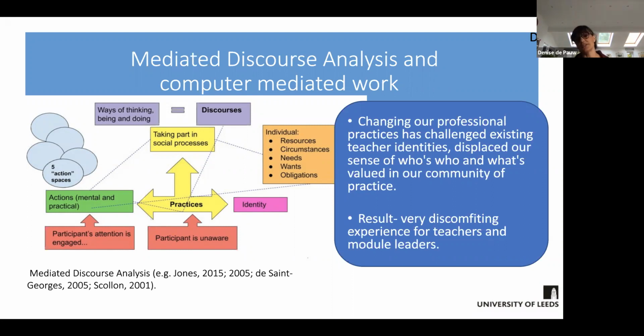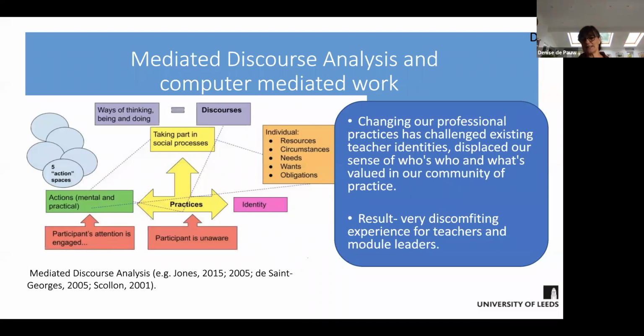And what we noticed was that changing professional practices by moving online challenged existing teacher identities in our team. It displaced our sense of who was who and what was valued in our community of practice. And initially, it was a very discomforting experience, not just for teachers, but for module leaders as well.